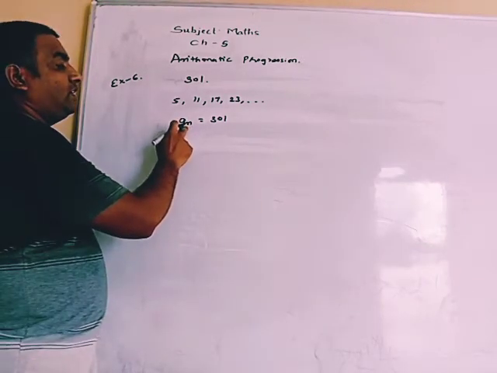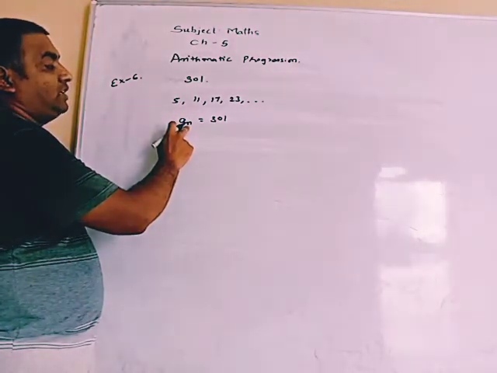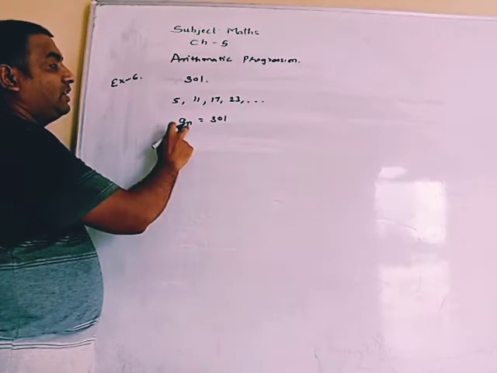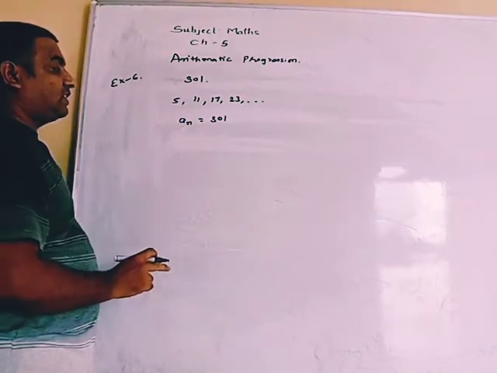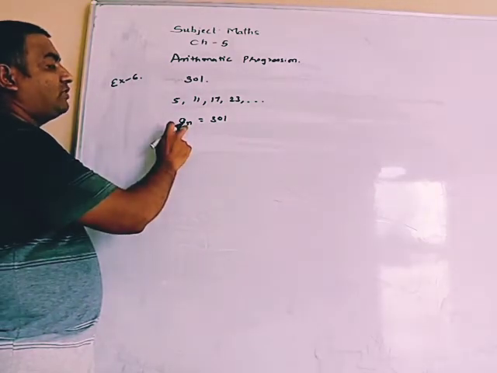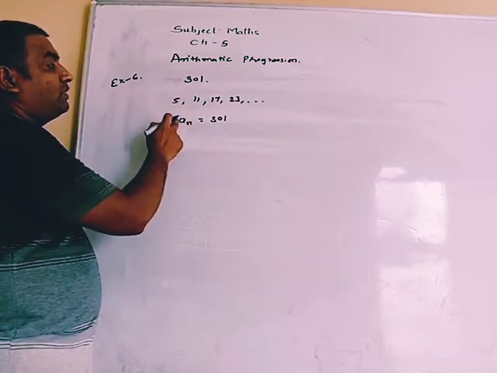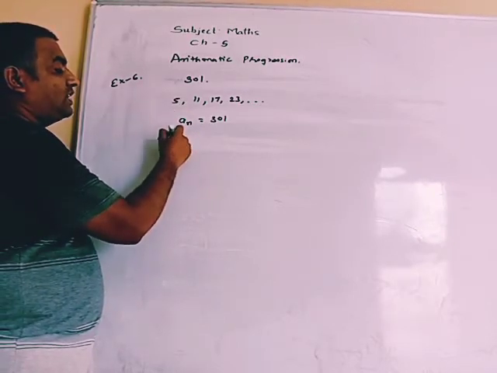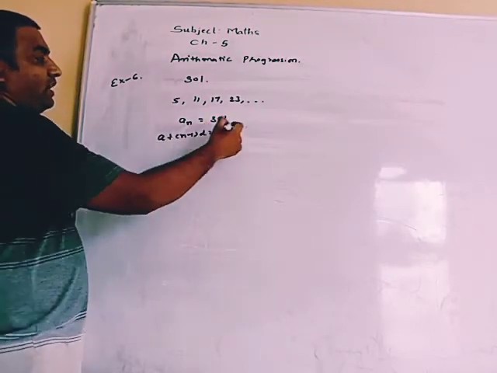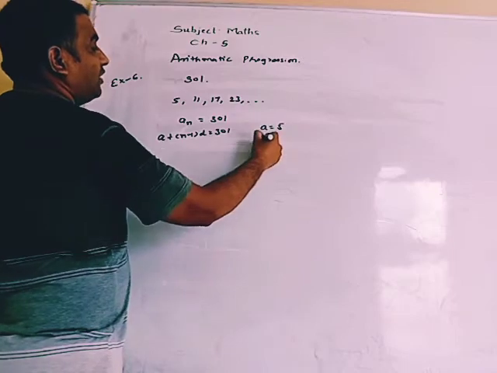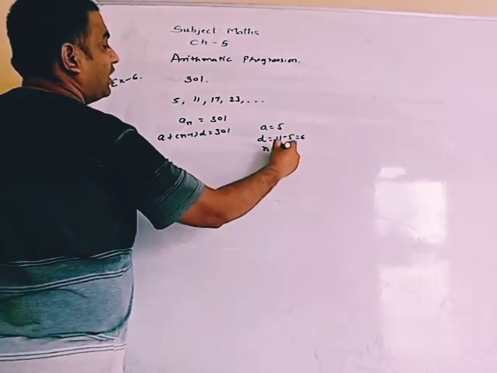If we find that n is a positive integer, meaning a natural number, then it will be a term, because the term number is always a natural number. So if n is a positive natural number, then it is a term of this AP. For that, a plus (n minus 1)d equals 301. Now the a value is the first term, that is 5. The d value is 11 minus 5, which is 6. And n we have to calculate.